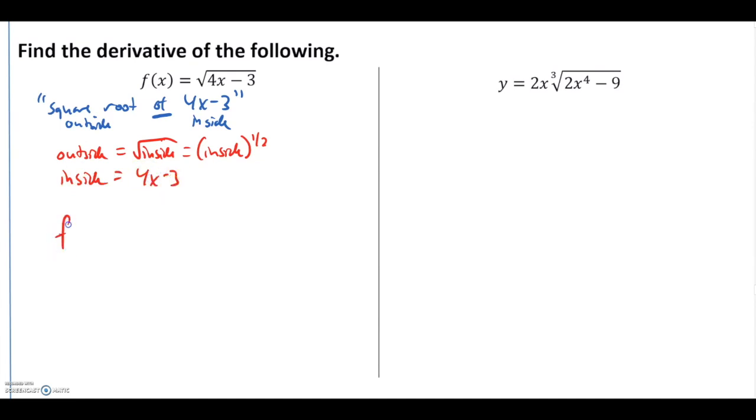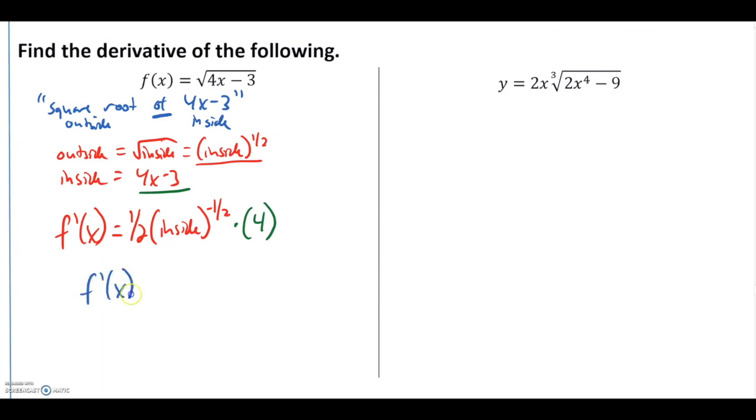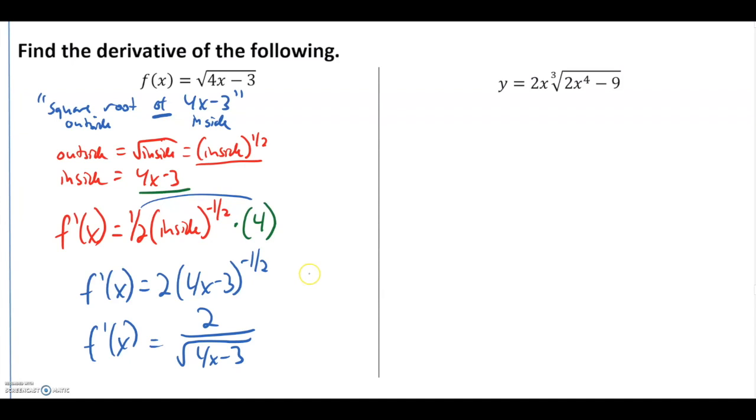So applying the chain rule, f prime of x will be the derivative of the outside function, 1/2 inside to the negative 1/2, times the derivative of the inside, the derivative of 4x minus 3 is 4, and putting it all together, f prime of x will equal, well, 1/2 times 4 is 2. We're going to go with our inside function. We're going to rewrite it as the actual function, raised to the negative 1/2 power. And if you want to, you can get fancy with these and turn them back into different notation. Big thing is I want to get us to this point. Get to there and you are good to go. So let's look at the problem on the right then.